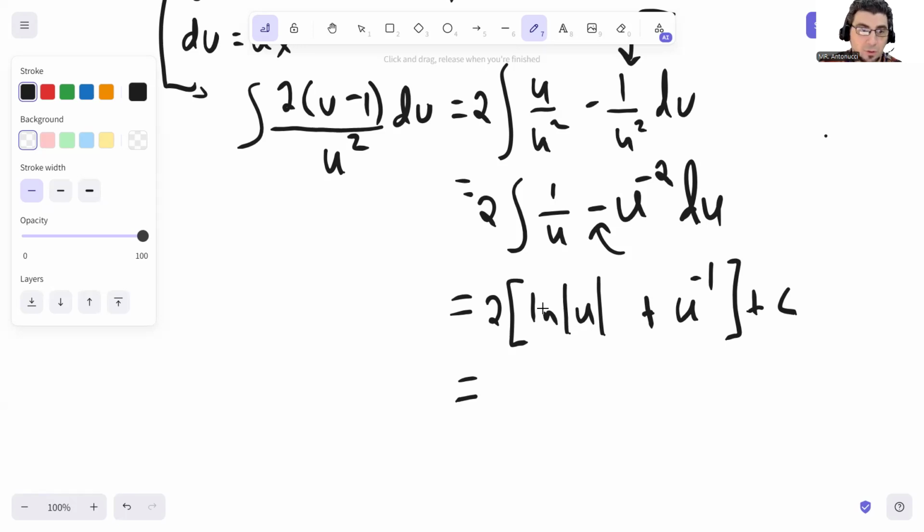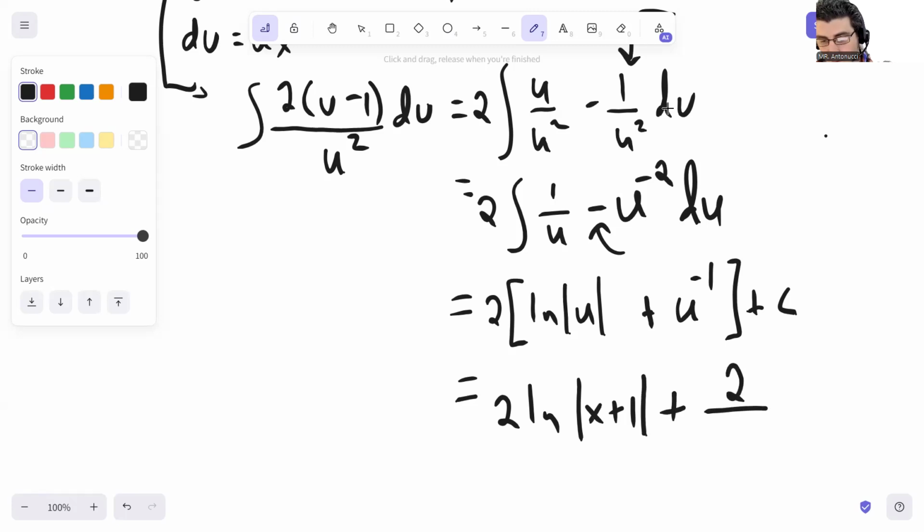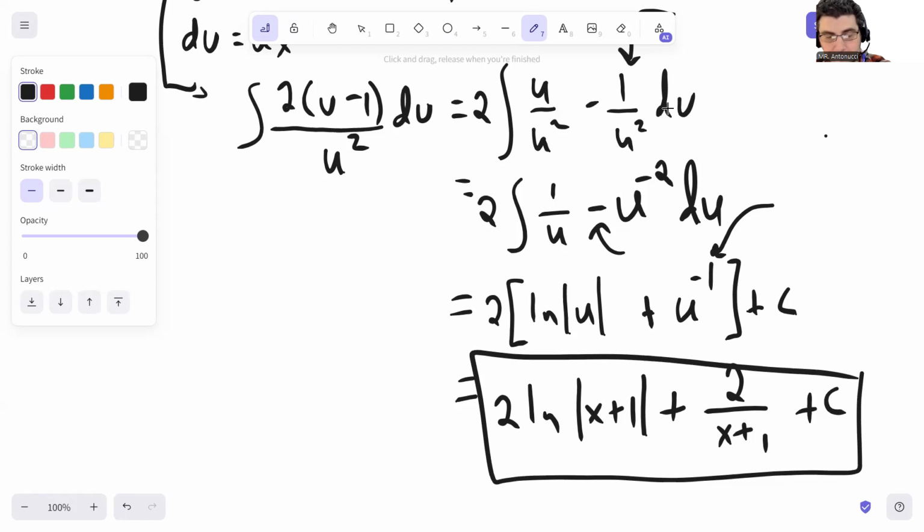So now what we're going to do is distribute the 2 and back substitute what u was. So this would be 2 natural log absolute value of x plus 1 plus 2 over u, which is x plus 1. I'm going to rewrite this negative 1 exponent by dropping that whole expression to the denominator, plus c. Okay? All right.